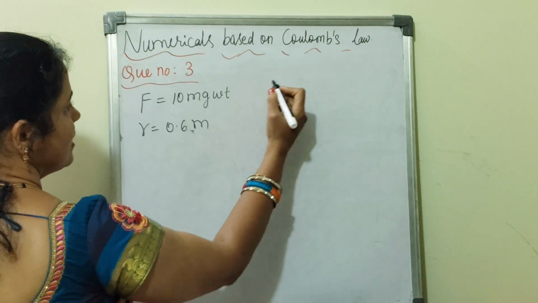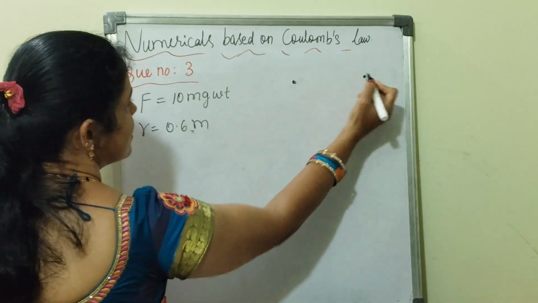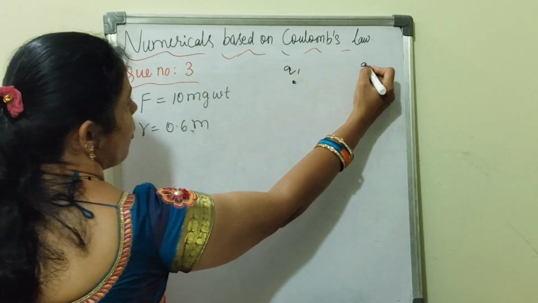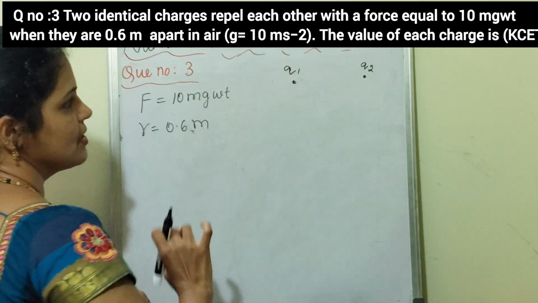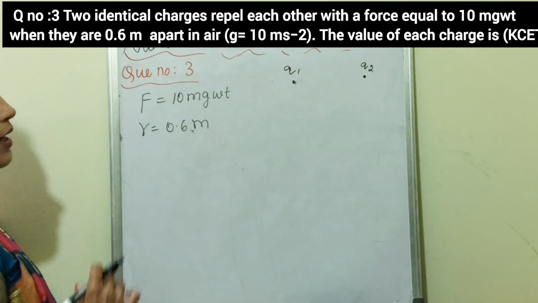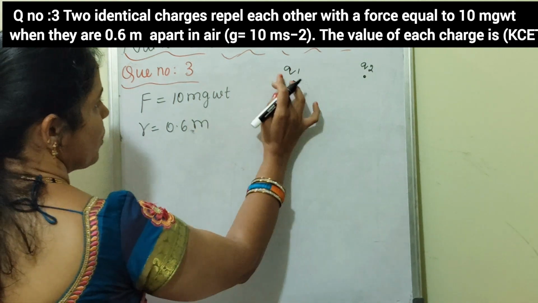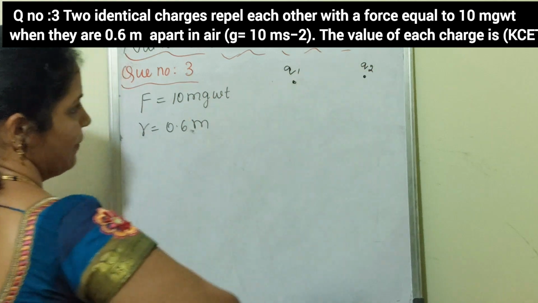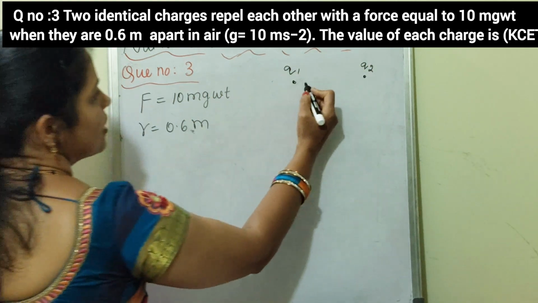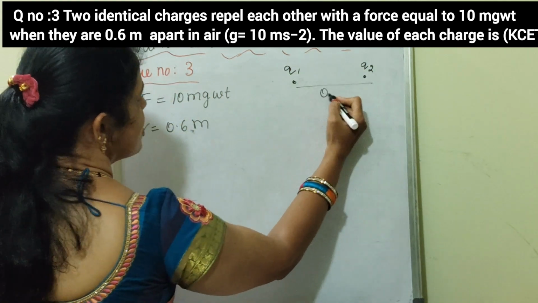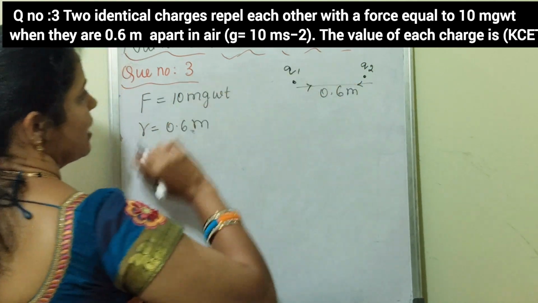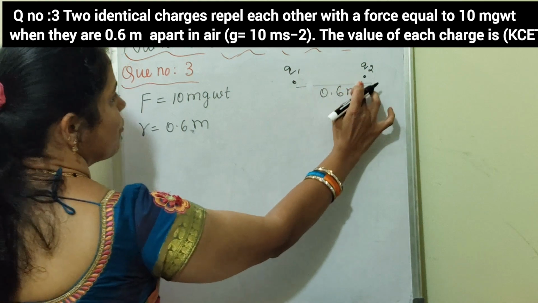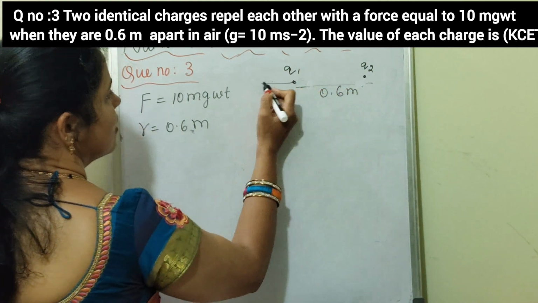What do you mean by identical charges? See, the point charges are identical, meaning they are like charges and having the same size. Same size, like charges. Both are positive or both are negative, like charges, right? So the distance between them is given as 0.6 meter and there exists a force of repulsion.